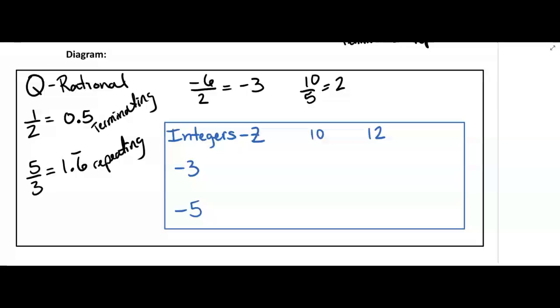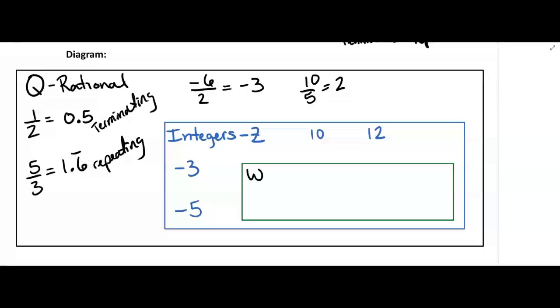Okay, and then our subtype within integers is our whole numbers, which is going to be W. Okay, our whole numbers, which is 0 and our counting numbers, and so forth. That can be 10, that can be 100,000, are all whole numbers.